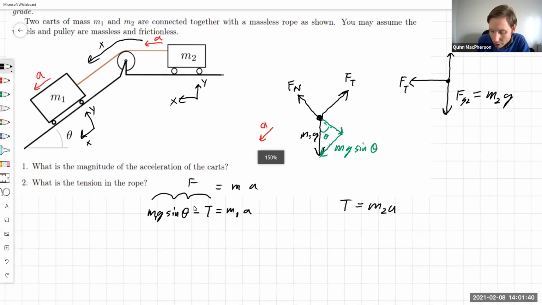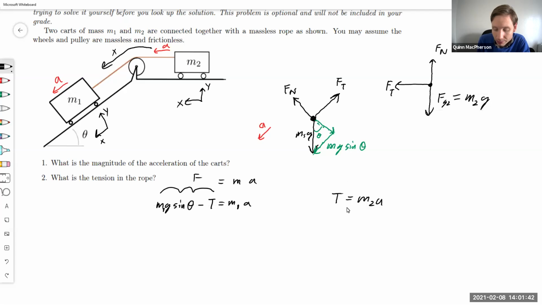Okay, so I have two equations. What are my unknowns? I'm going to underline my unknowns. My unknowns are tension, I don't know tension, and I don't know acceleration. But I have two unknowns and two equations. I can solve this. We could either solve for tension or acceleration, which are the two things we're asked for. So I'm going to do number 1 first. I'm going to solve for acceleration first, which means I need to eliminate T.